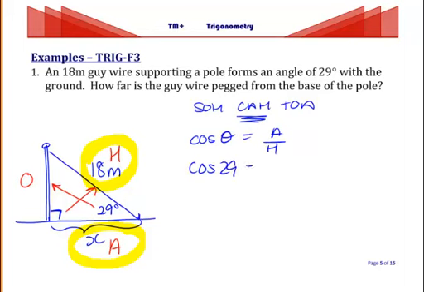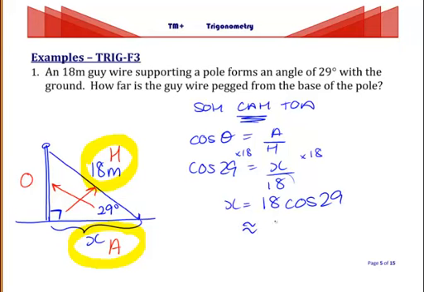Cos 29 equals x over 18. We need to get x on its own, so we need to get rid of this 18. X is being divided by 18, so we times both sides by 18. Do the opposite. X equals 18 cos of 29. Plug that into your calculator and you get approximately 15.74, and we're in metres. Again, finish with a therefore statement. Therefore, the guy wire is pegged approximately 15.74 metres from the pole.